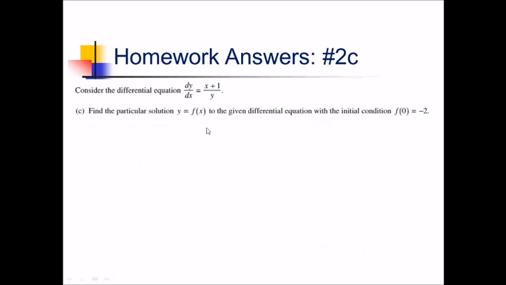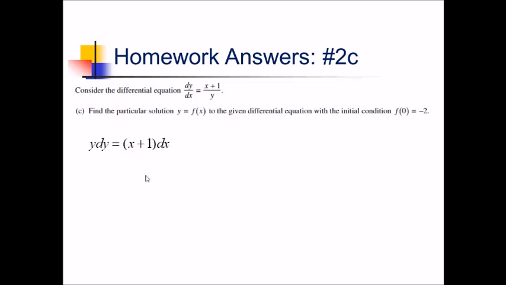On this part of the problem, they want us to find our particular solution to this differential equation, given that we have an initial condition of f of 0 equals negative 2. Because I have y in the differential equation, an output variable here, I need to separate the variables. I'll start by multiplying y to the other side, so I've got y dy equals, and I'll move dx over to the right side, so that's x plus 1 quantity times dx.